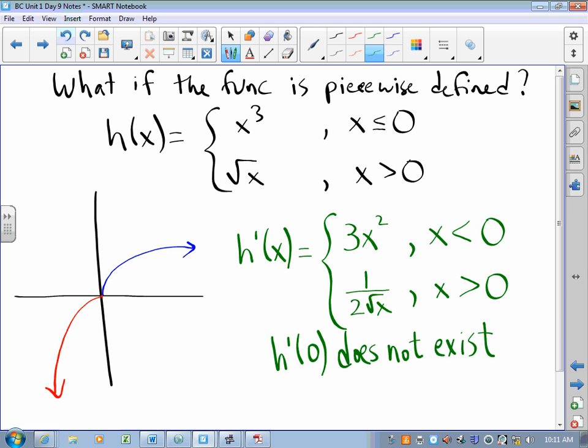And you can well imagine, coming from the left, if I try to draw a tangent line, it looks something like this. But coming from the right, if I try to draw the tangent line, it looks something like that. And so we can't talk about drawing the tangent line at 0 because we won't know which way to draw it. Okay, you will come to say things like h prime of 0 does not exist because the graph of h has a corner at x equals 0.